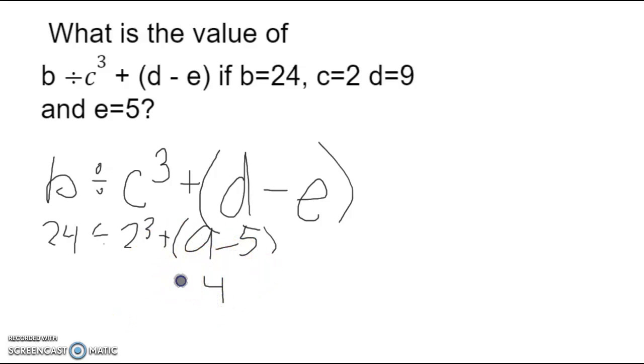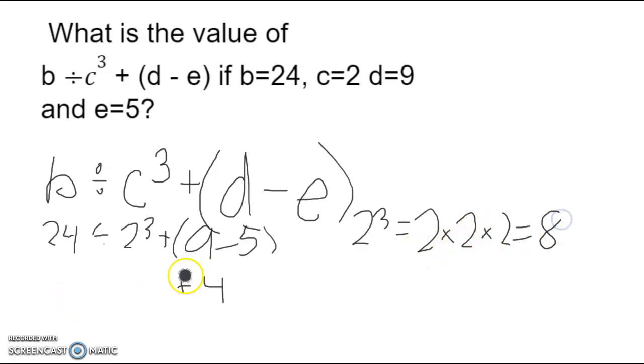Then we would look to the part in the exponents, and I have 2 cubed. Remember that 2 cubed is not 2 times 3. 2 cubed is 2 times 2 times 2. 2 times 2 is 4, times 2 is going to be 8. So I'm going to replace that in for 8. So I have 24 divided by 8 plus 4.